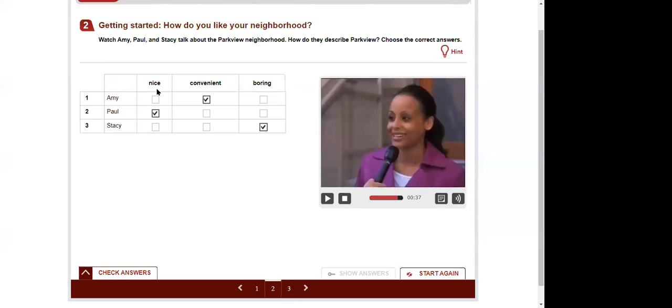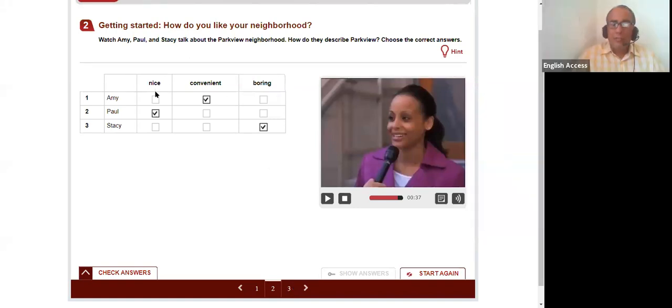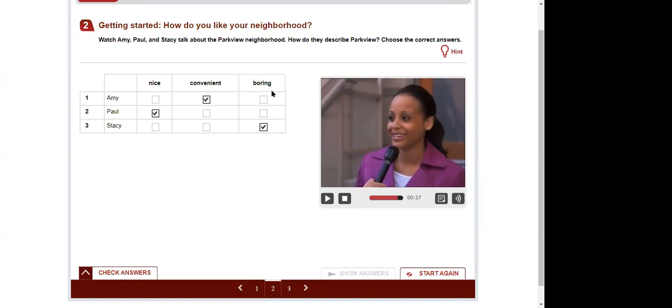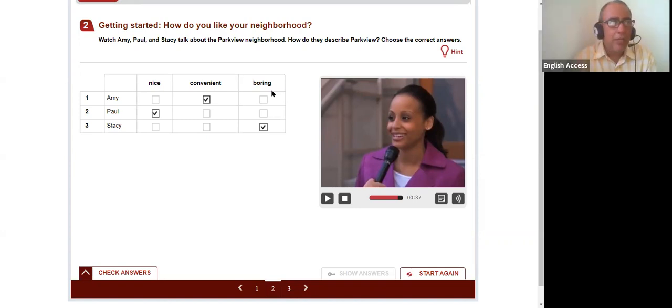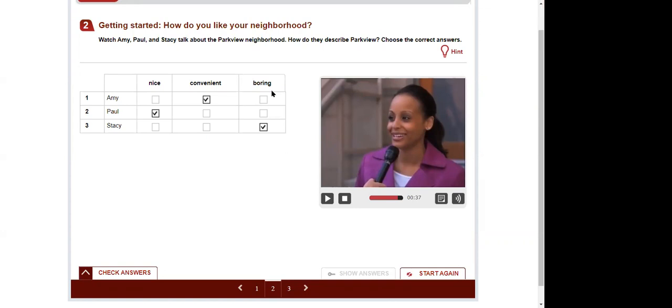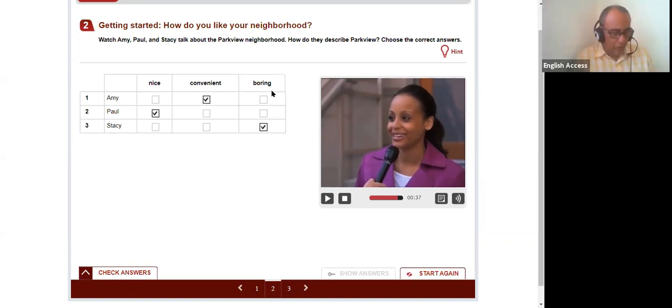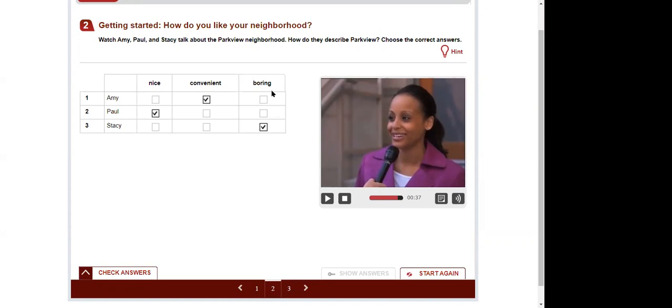Okay, some people say the neighborhood is nice. Some people say the neighborhood is convenient, and somebody says boring. How is your neighborhood, Fatima? Nice, convenient, beautiful? Nice. Is nice? What about you, Francisco? What can you say about your neighborhood? Noisy. Very good. Let's go for the next activity.